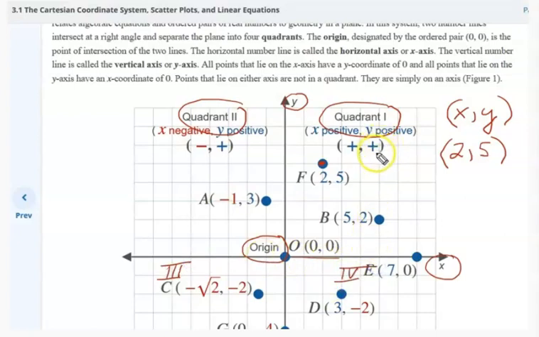Now they're also indicating that in the first quadrant, both the coordinates are positive. In the second quadrant, the x-coordinate is negative, the y-coordinate is positive. In the third quadrant, both are negative. In the fourth quadrant, the x is positive, but the y is negative. Okay, this is background, and that's what they were describing in the words above.